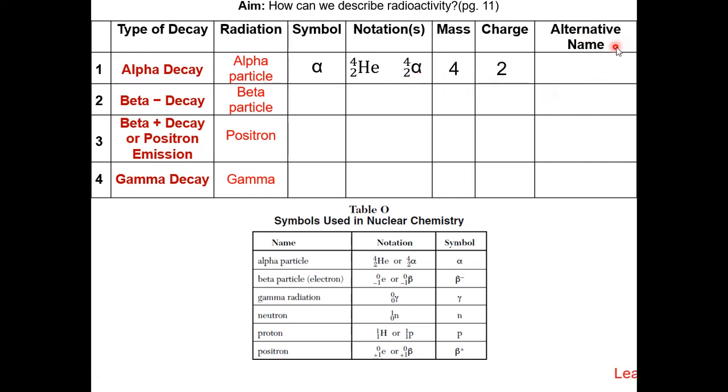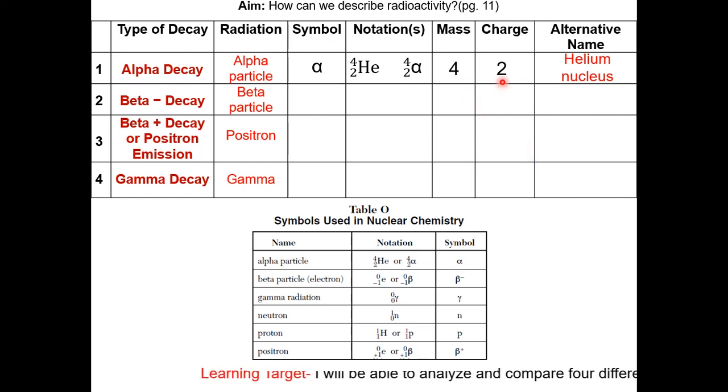The alternative name of alpha particle is a helium nucleus. If you look at the notations, you can see the symbol of helium. Alpha particle consists of 2 protons and 2 neutrons. So the mass will be 4, and the charge will be 2, which is based on the 2 protons. So 2 neutrons and 2 protons is the same as a helium nucleus. That is why an alpha particle is also called a helium nucleus.